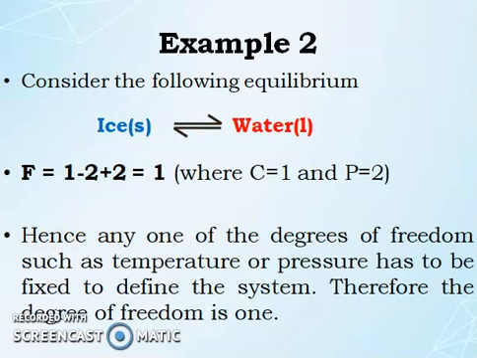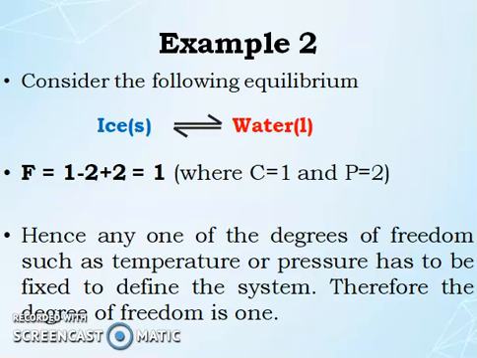Similarly, if you take another example, ice is in equilibrium with liquid water. So you know that component is 1 and P is equal to 2. If you substitute this in phase rule formula, F is equal to C minus P plus 2, it comes 1. So using any temperature or pressure, you can define the phases in an easiest form. See, it is univariant because degree of freedom is 1.